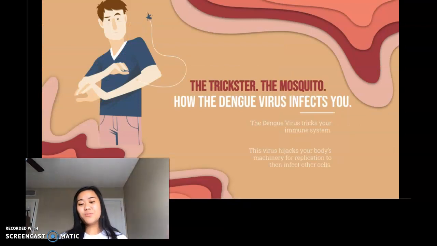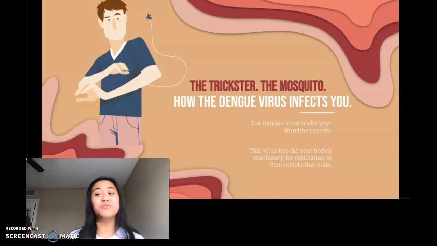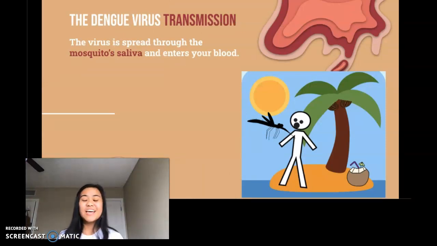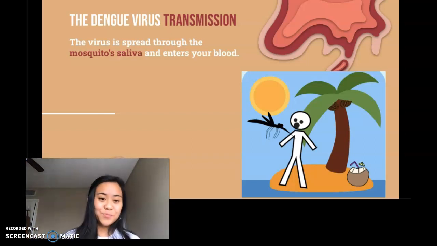So it's transmitted using a mosquito-borne vector, and then this is how it infects you. The dengue virus tricks your immune system. It essentially hijacks your body. So dengue virus transmission, it's actually spread through a mosquito's saliva and then it enters your blood. So imagine you're out on the beach on a tropical island in the middle of nowhere, you're sipping on some Mai Tais, maybe some pina coladas, and then all of a sudden a mosquito bites you.